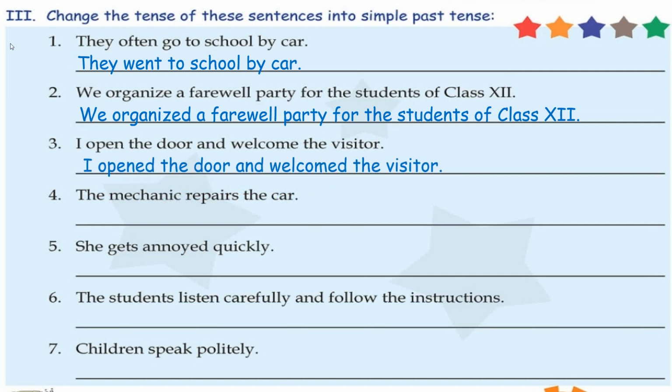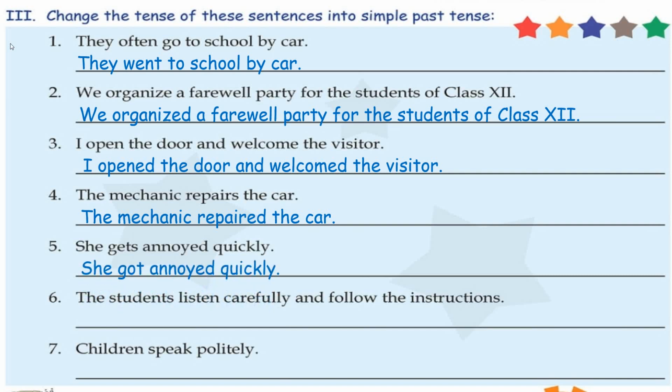The mechanic repairs the car. See, children, mechanic is singular, so we have written repairs. Now change into simple past tense. The mechanic repaired the car. She gets annoyed quickly. Again, she is singular, so we have written gets, not get. With plural, we will write get. So change into past tense.